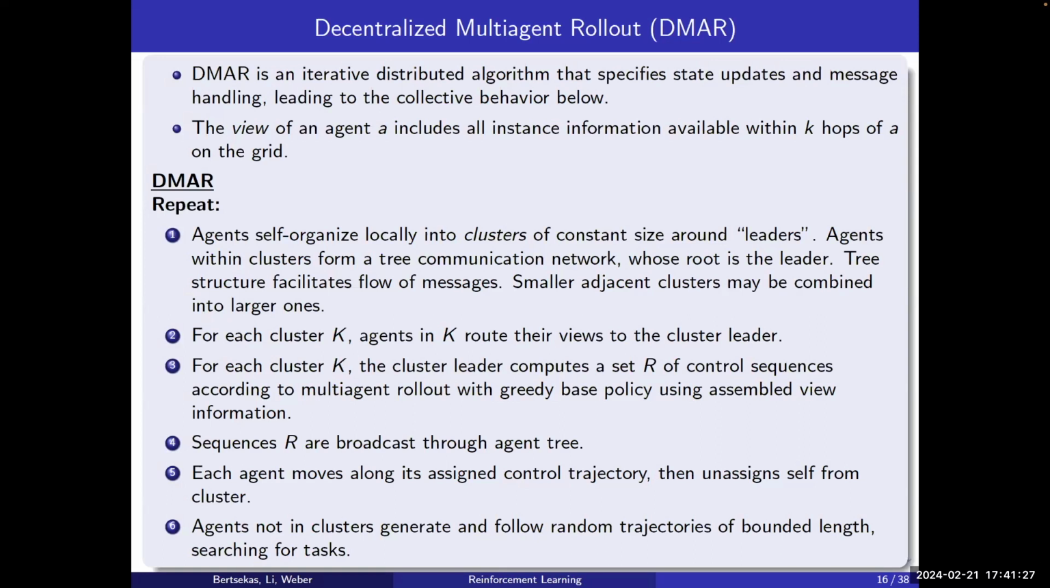So if an agent may assign itself to a cluster, so the cluster is dynamically forming? Yes. I'm going to go into detail about how the clusters are formed. Anything else?